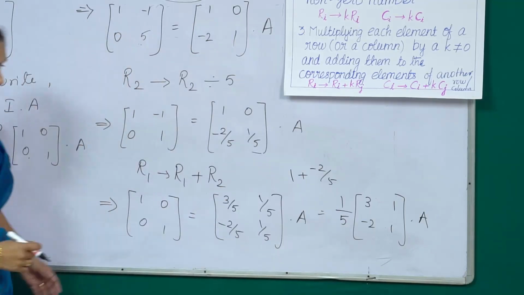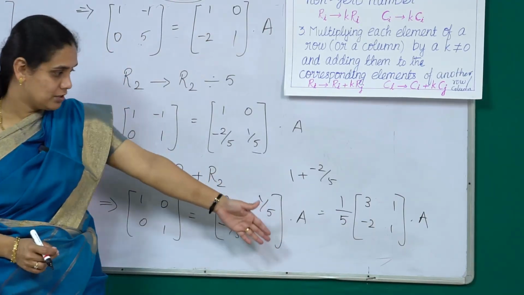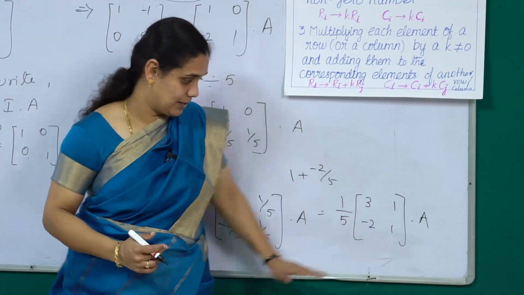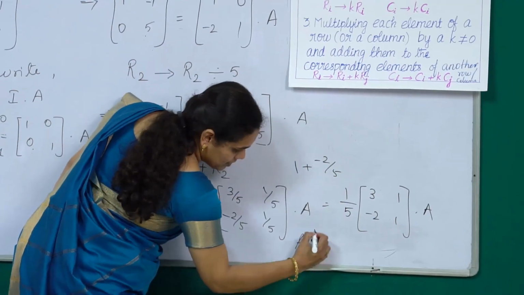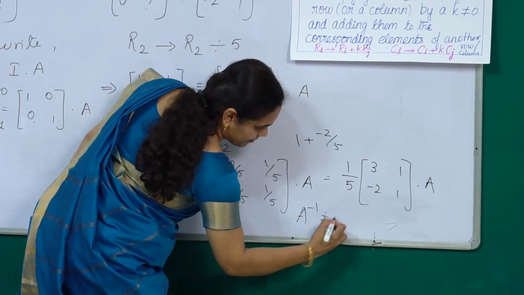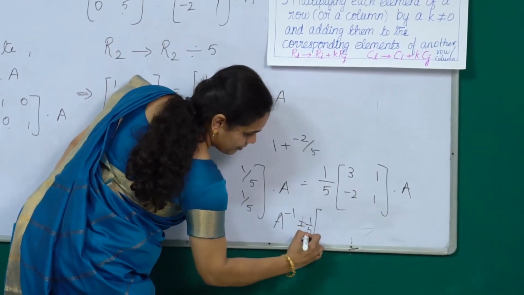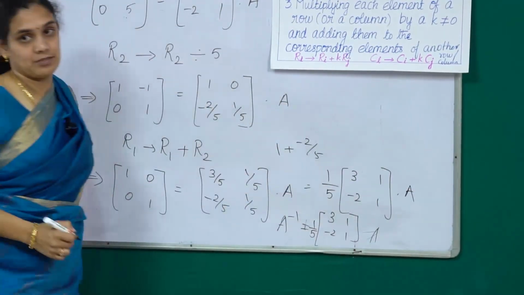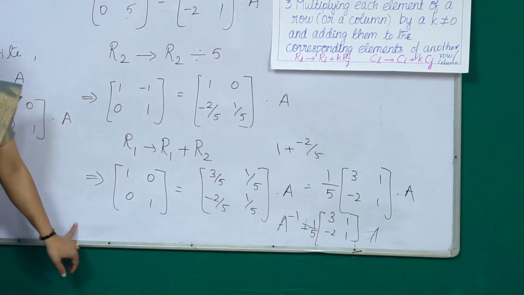Some students skip writing the conclusion. They stop here. They don't write the last part. So that is A inverse equal to 1 by 5 into 3, 1, minus 2, 1. This must be written to conclude your answer properly.